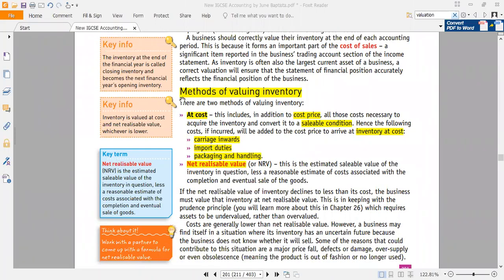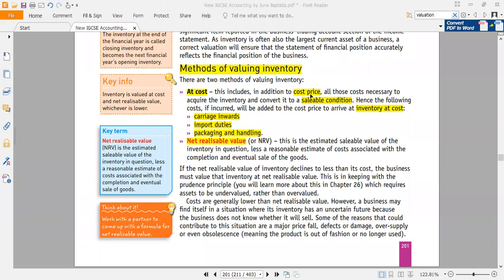देखिए, methods of valuing inventory. ठीक है, द कॉस्ट का मतलब क्या होता है? जो आपकी कॉस्ट प्राइस है, कॉस्ट प्राइस एंड द इन्वेंटरी एंड कन्वर्ट इनटू अ सेलेबल कंडीशन. द कॉस्ट प्राइस व्हाट यू हैव पेड, द प्राइस टू एक्वायर द इन्वेंटरी प्लस the to make it saleable condition.